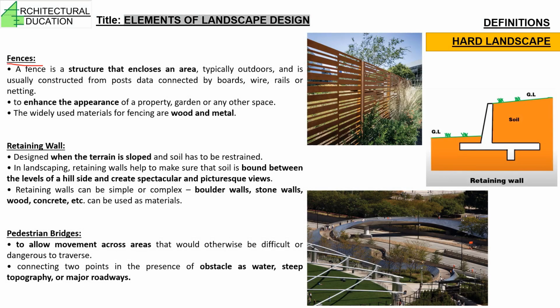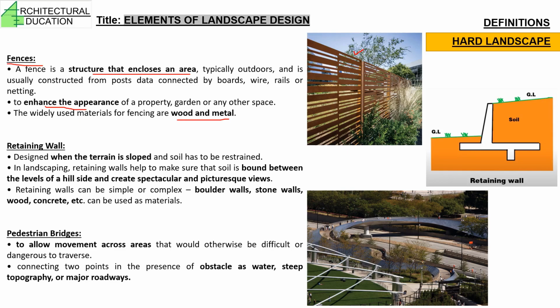Next one is fences. These are the structures that enclose the area. These are basically to enhance the appearance, not for major safety over here. Nowadays these fences are made up of fabrication or MS steel. Earlier it was made up of wood material. So this can be done with wood and metal.